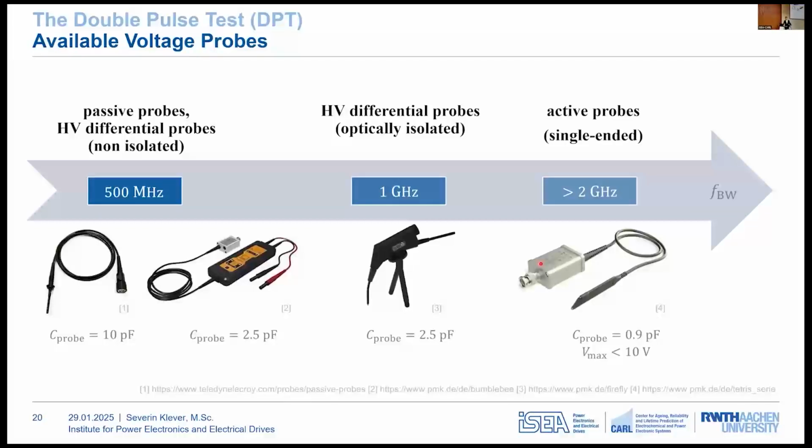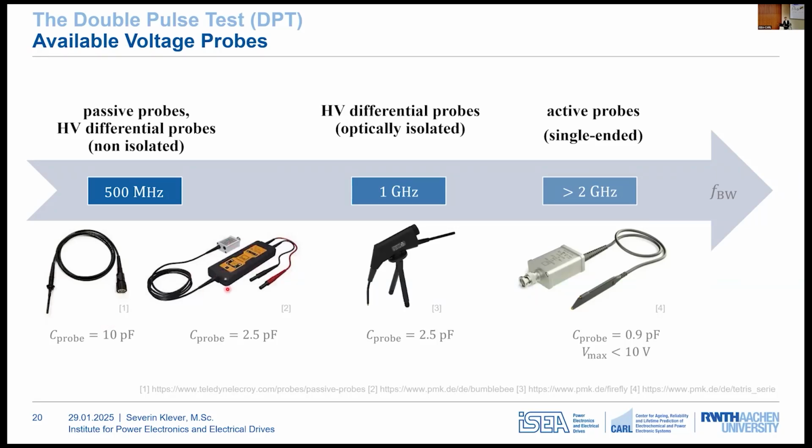Okay, now let's have a look at available probes. This slide shows the most prominent voltage probe technologies sorted by bandwidth. In the range of 500 megahertz, there are 2 solutions. First, we have passive probes, which are the most common probe technology, acting as a resistive voltage divider. The drawback is a relatively high input capacitance, around 10 picofarad, and the lack of isolation to the ground potential.